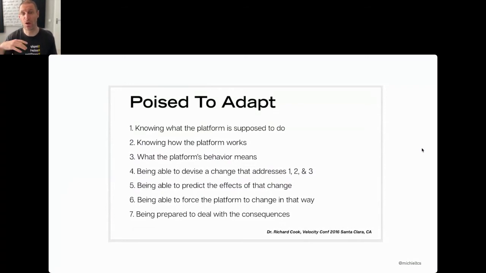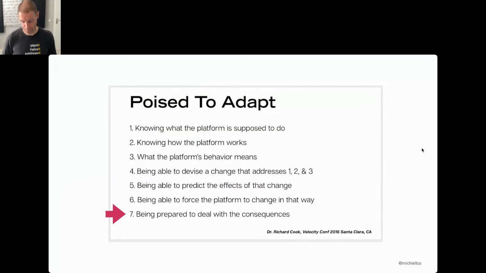So all these steps, 1 through 6, are basically steps we know and we do, right? We think we know what a platform is supposed to do. We think we know how it works, what the behavior means. We can change our system in such a way that the way it works changes or what it means changes. And we think we are able to predict whatever that change does. And we can then force the platform, we can deploy the change so that the platform actually changes. But the interesting part to being poised to adapt is here, being prepared to deal with the consequences. And that's what this session is all about, being prepared to deal with those consequences.